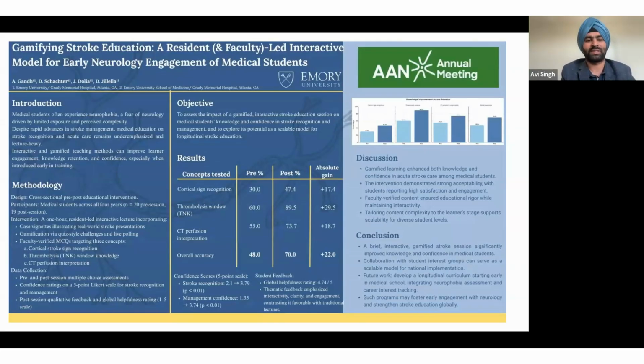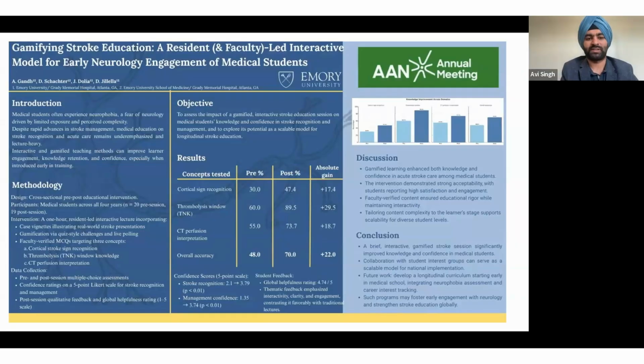Importantly, to discuss the methodology of the session, like I said, it's a cross-sectional pre and post educational intervention. This specific intervention had about 20 medical students across all 4 years, I would say with an emphasis on M1s and M2s. This was a 1 hour session at the max. This was resident led at the time, but of course, you can have attendings as well as other interested people contribute towards the session. There were case vignettes illustrating real world stroke presentations.